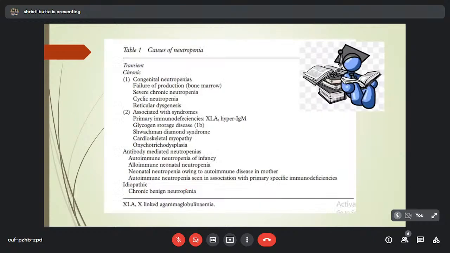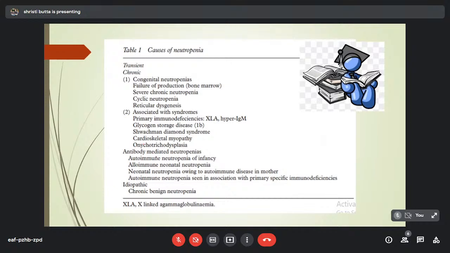Now coming to the causes of neutropenias. There are several that you can see. You have congenital causes, failure of production from the bone marrow, severe chronic neutropenias, cyclical neutropenias, and reticular dysgenesis. There are syndromic disorders associated with neutropenias like the glycogen storage disease type 1b. We also have the Shwachman-Diamond syndrome, cardioskeletal myopathies, and onychotrichodysplasias.